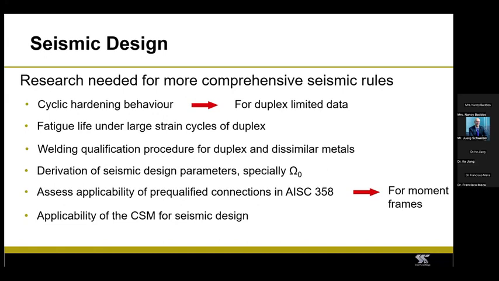Now, one thing to consider is that pushover analysis might not be able to capture the behavior of stainless steel structures under seismic loads because of the significant strain hardening.